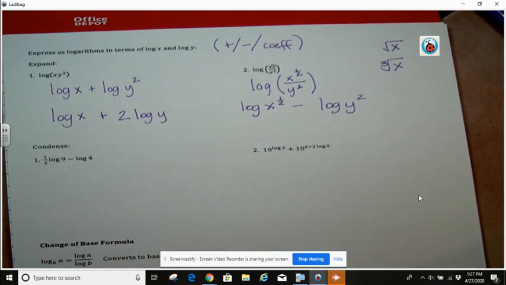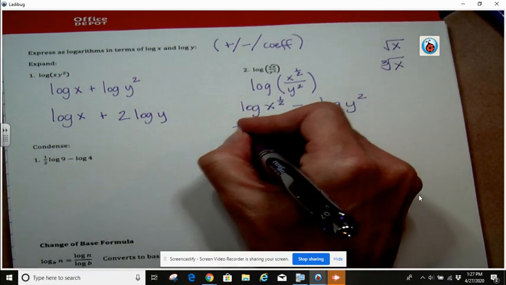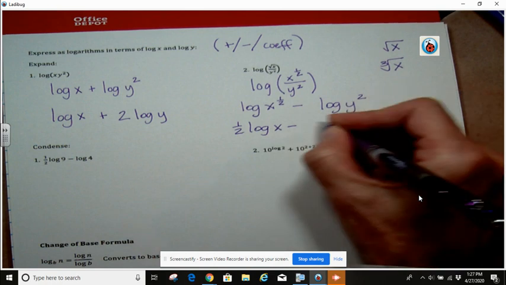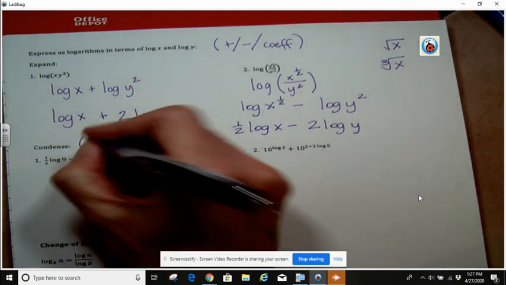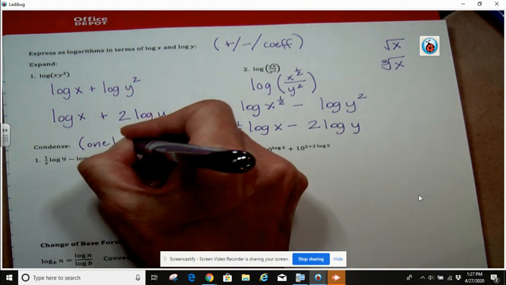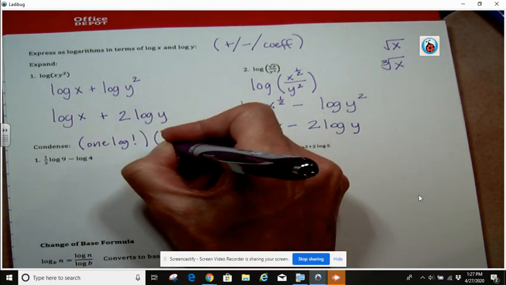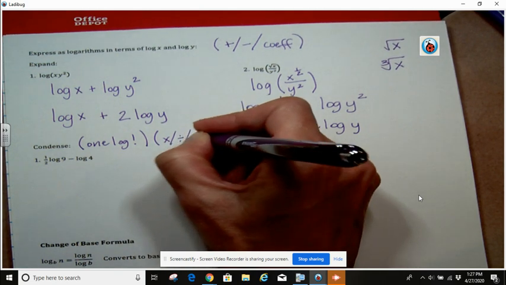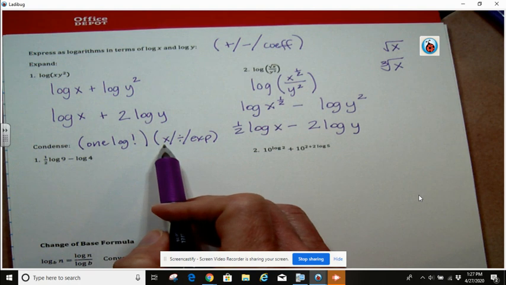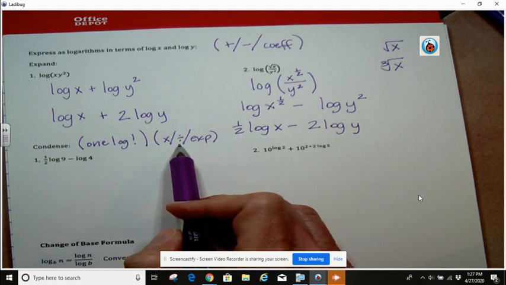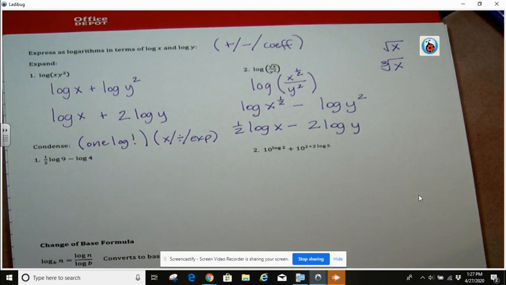But I'm not finished, because if you're expanding, exponents need to be written as coefficients. So 1/2 log x minus 2 log y. And that would be my final expanded version. If you're condensing, you're going the opposite way. So we want to end up with just one single logarithm, and we want to use multiplication, division, and exponents. So the addition will change to multiplication, the subtraction will change to division, and coefficients will change to exponents.